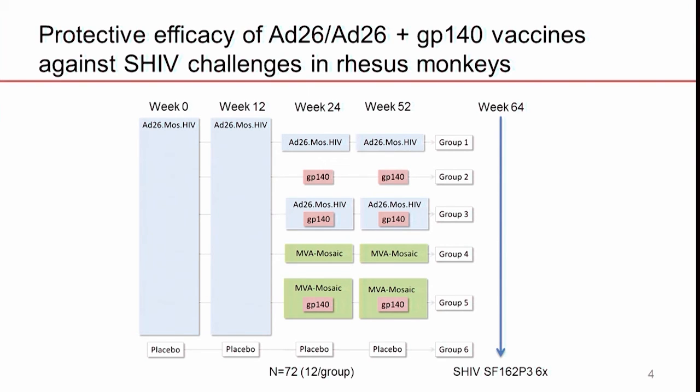And what's important for you to know, I think, about the way this study was structured is that the boosts really break out into whether they're boosted with vector alone or whether they get the GP140 somewhere in that boost. And that turns out to be very important. So all of these monkeys were vaccinated and then challenged with a SHIV virus, and they were given that 6 repetitive low-dose rectal challenge I told you about.